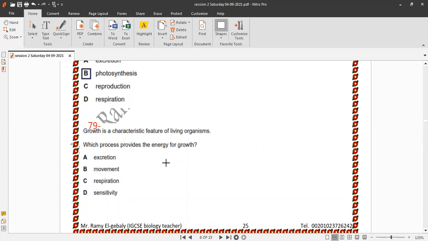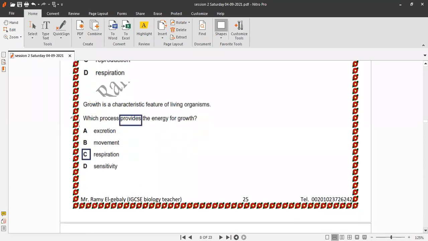Which process provides energy? This is the correct process here: respiration, because respiration is a chemical reaction that releases energy.